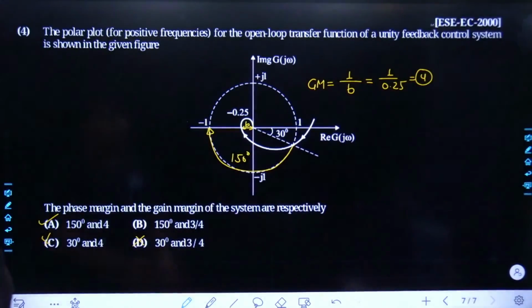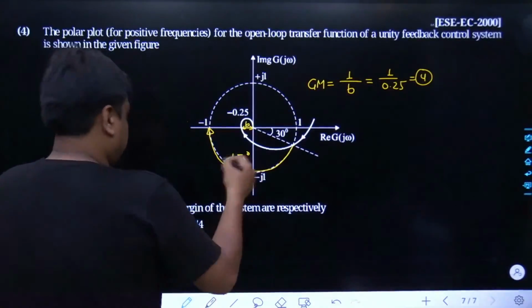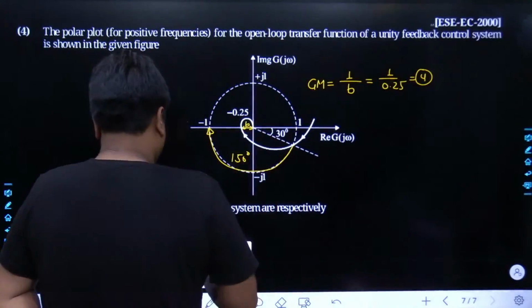See what is happening. If you keep pumping the gain, what would happen? This structure would become sort of like this.